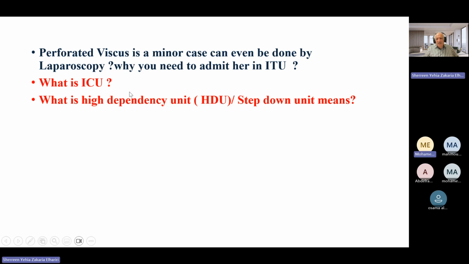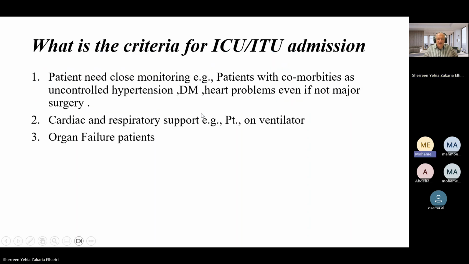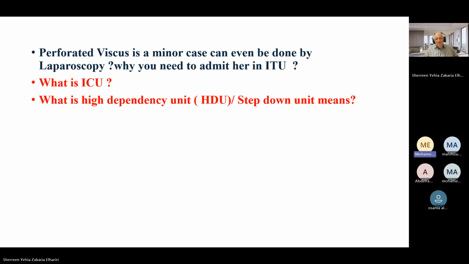So we can start from the beginning. What is ICU? Intensive care unit. So what is the difference? What is the ratio between nurses in ICU and the patient? 1 to 1. What is HDU or step down unit in Glasgow? High dependency unit. Yeah, what is the difference between ICU and HDU? 1 nurse to 2 patients. 2 or 3 patients. Okay.